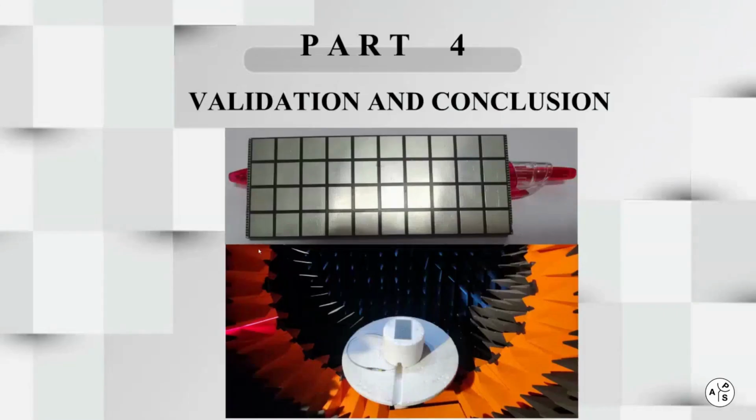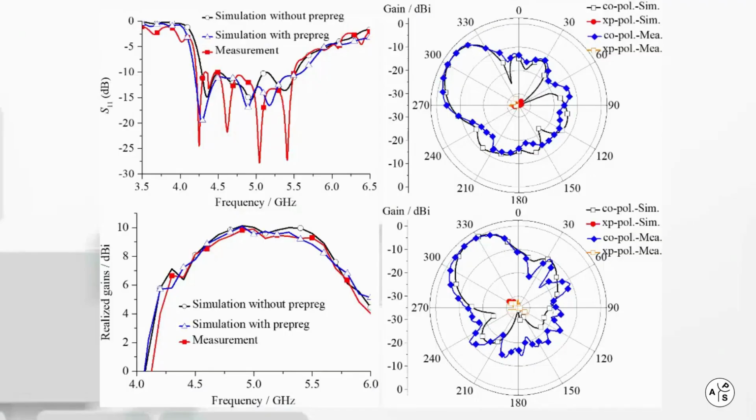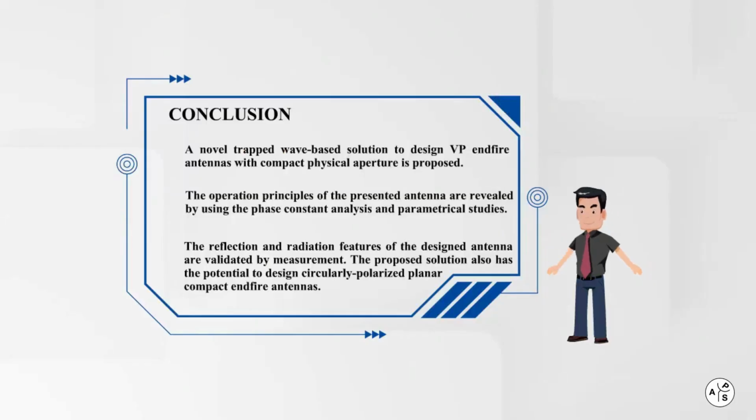The final antenna is fabricated and measured. According to the measured results, the designed antenna can operate from 4.2 to 5.5 GHz and has a peak realized gain of 9.9 dB. Finally, here are some conclusions. A novel trapped wave-based solution to design VP Endfire antennas with compact physical aperture is proposed. The antenna can be used for some wireless communication systems on or near the ground plane, such as the car roof-mounted terminal for vehicle-to-roadside unit/base station communication.